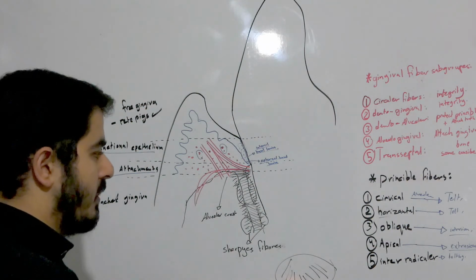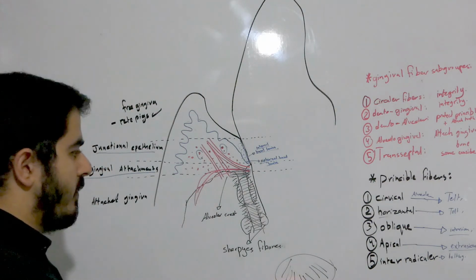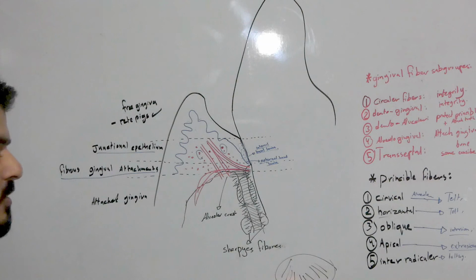We have also the interradicular group, which protects the tooth from tilting, rotation, and extrusive and intrusive forces.